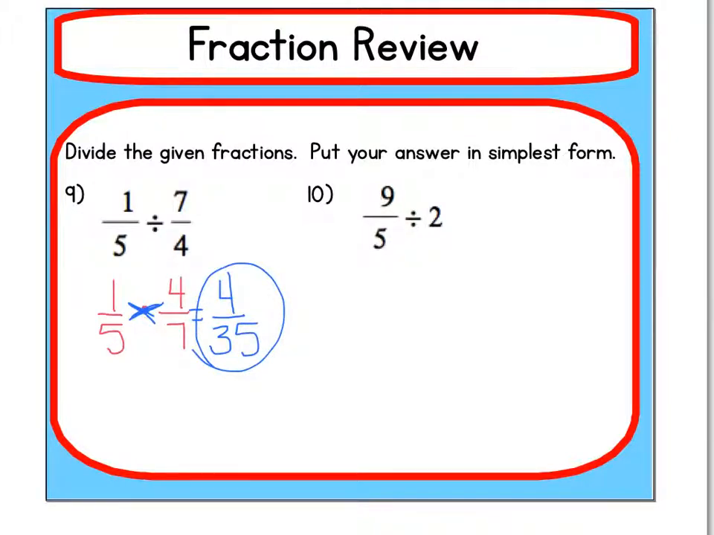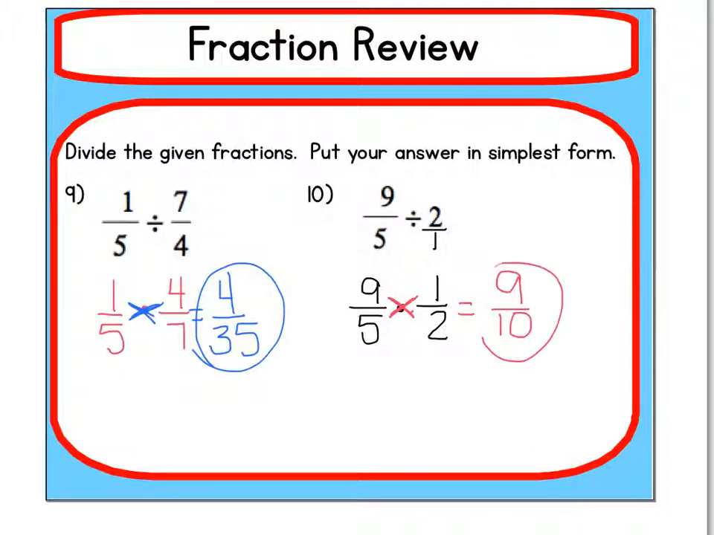Number 10 is a little bit tricky because 2 is not a fraction. So I'm going to first make 2 into a fraction before I flip the second. So now I'm going to go ahead and flip the second fraction to 1 over 2 and multiply. 5 and 1 can't reduce, 9 and 2 can't reduce. So when I do top times top, I get 9, and bottom times bottom, I get 10.